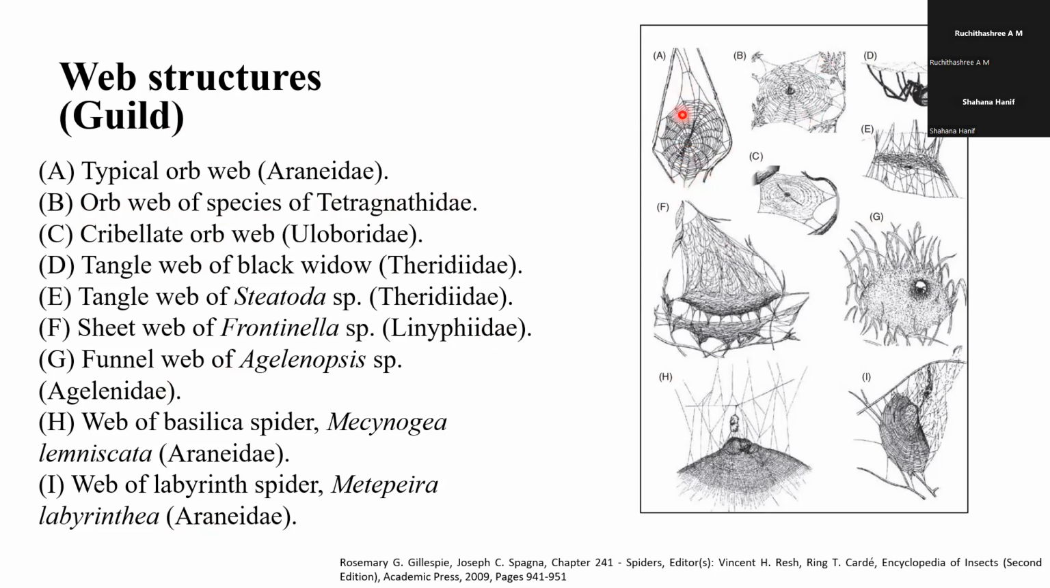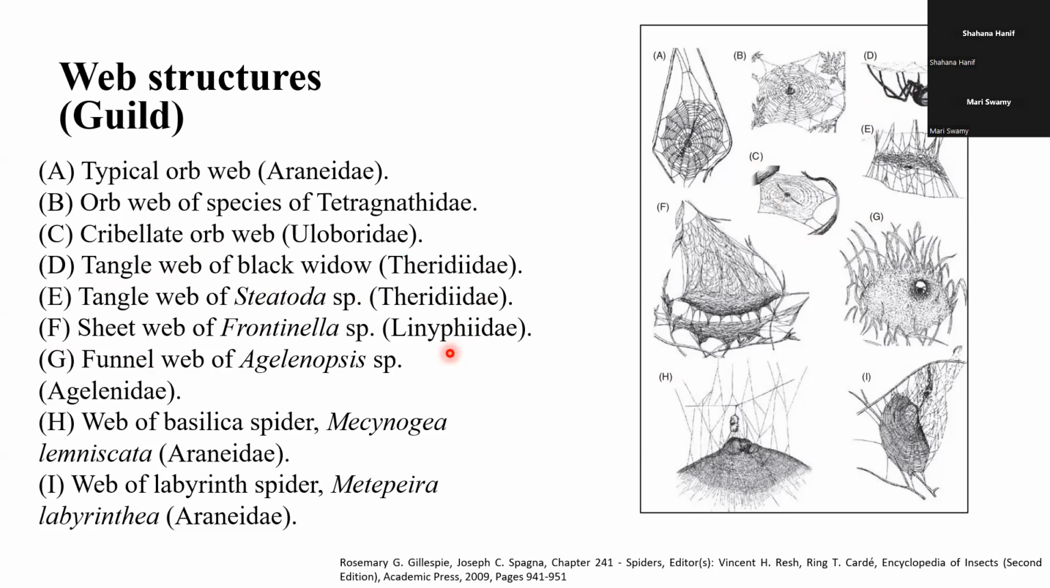Araneidae webs are more vertical, but for Tetragnathidae, the web will be more horizontal, lying a little lower. And Tetragnathidae you will find more on water bodies. If you see a spider stretching out its legs on a water body, then most probably, 80%, it's a Tetragnathidae. Then these are some cribellate orbs, the Uloboridae, and the black widow tangle web, which is Theridiidae. All the Theridiidae, the cobweb spiders, will build tangle webs. And Linyphiidae, this is the most species-rich family of spiders.